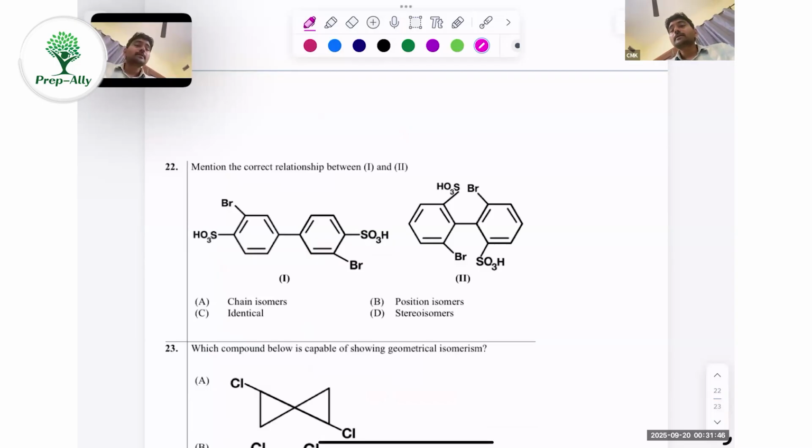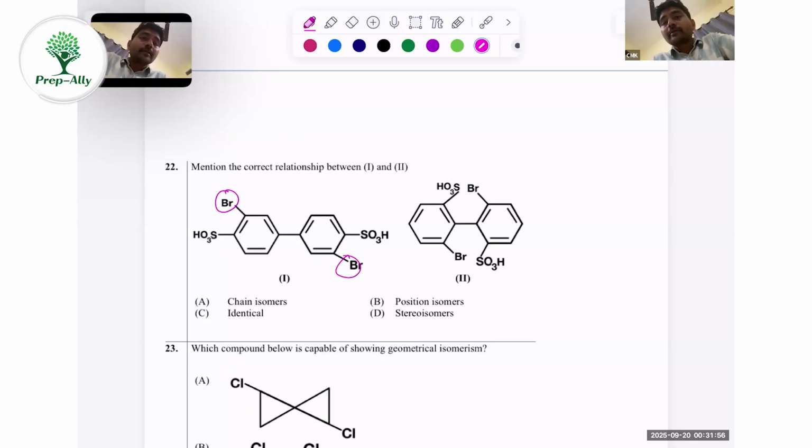Next, mention the correct relationship between 1 and 2. Here biphenyl compounds have been given. These biphenyl compounds have different substituents: 2 bromine atoms are there, and 2 SO3H groups, sulfonic acid functional groups, are there. 2, similarly the same.